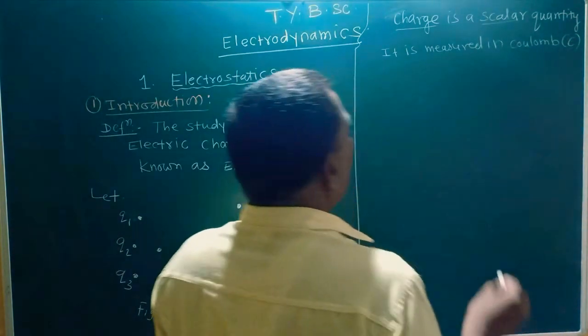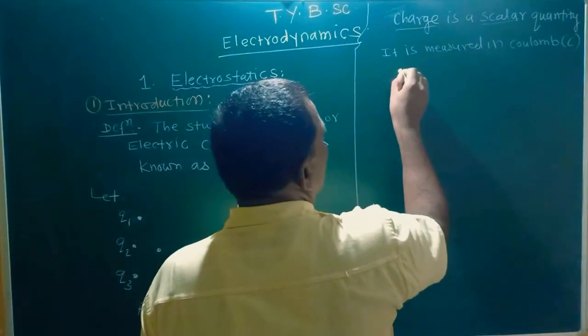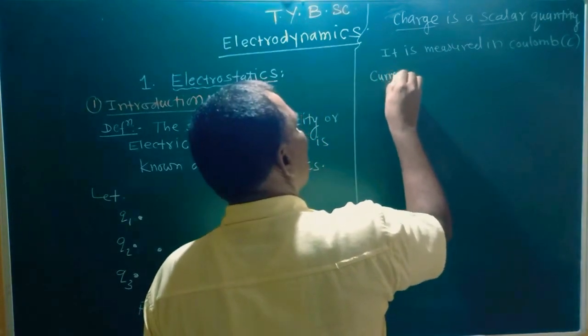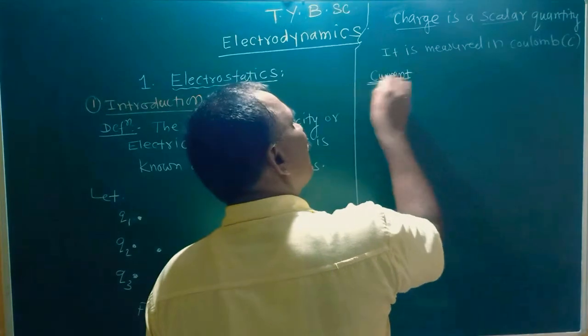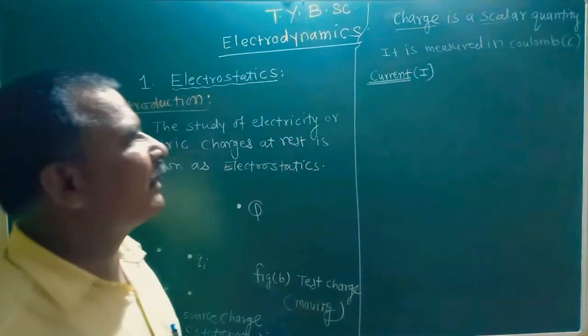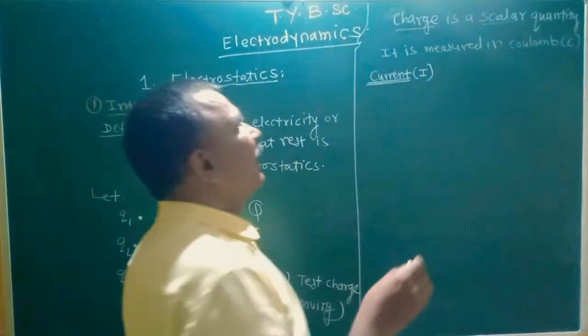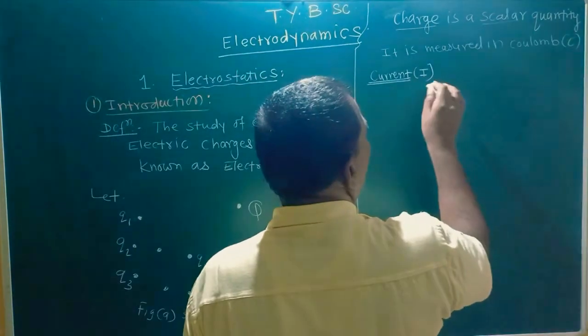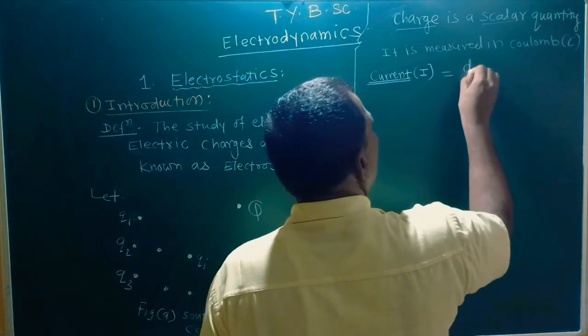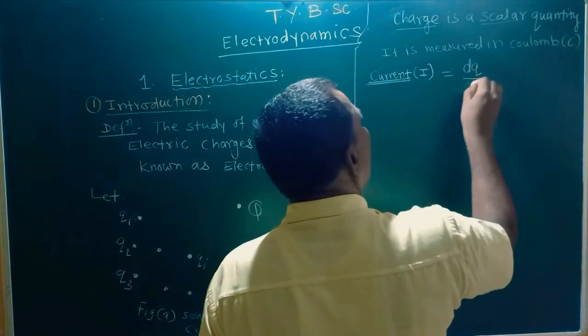Now we have one more quantity, that is current. Current is denoted by I. Today we are going to discuss a basic quantity here. What is the definition of current? The rate of flow of charge. We have to say dQ by dt.